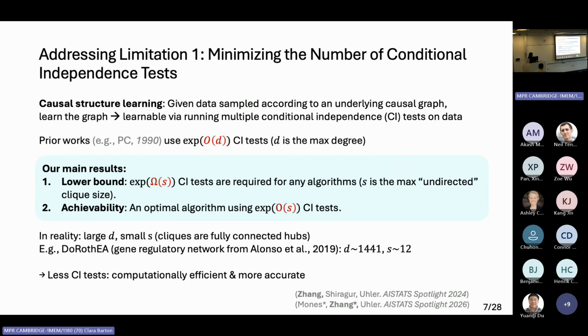In reality, you might often have the case where the maximum degree is pretty large, whereas the clique size is small. This is because cliques correspond to fully connected hubs in the graph. If I take a gene regulatory network, this one from the literature, the maximum degree is actually on the order of 1500, around that. And then the clique size is on the order of around 12. So by reducing the bound, we can perform fewer conditional independence tests, and you can imagine that this is going to be more computationally efficient and also more accurate because you're running fewer tests and you require fewer assumptions. Okay, so that's the first limitation.